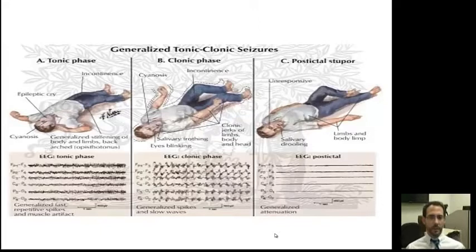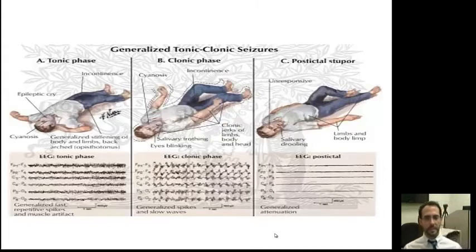Some patients will initially start with the tonic phase of the seizure. They can have an epileptic cry accompanied by cyanosis. They can experience urinary or bowel incontinence. You can sometimes find them with foaming coming from the mouth. That's because there is an increase in salivation during that period of time.